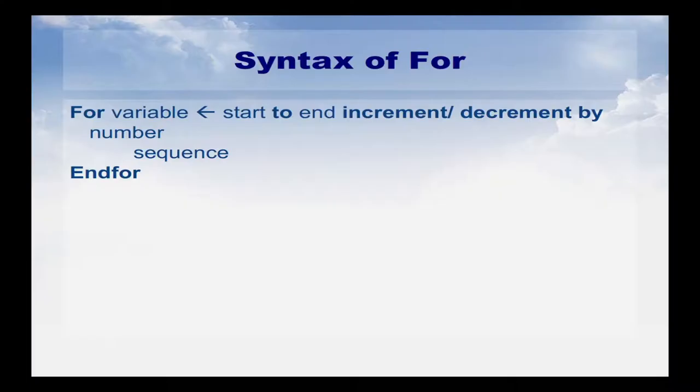Two keywords, for and endfor, are used. The general form starts with the keyword for followed by a variable, and this variable is assigned values from a start value, an initial value, to an end value with an optional increment or decrement, and the sequence between for and endfor is repeated for that many number of times.